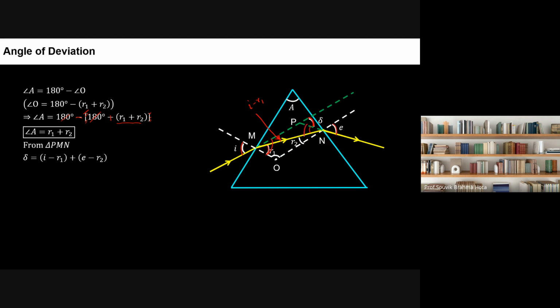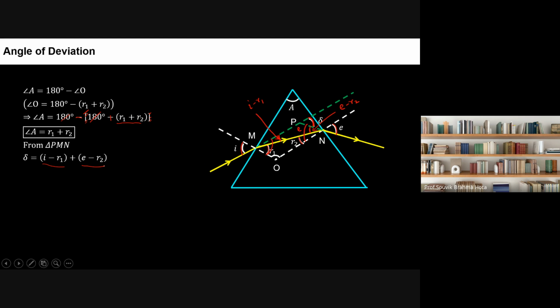This total is angle E, vertically opposite, but this below is angle R2. So the above will be angle E minus R2. Okay. So therefore, delta, as an external angle of this triangle PMN, is equal to angle I minus R1 plus angle E minus R2.